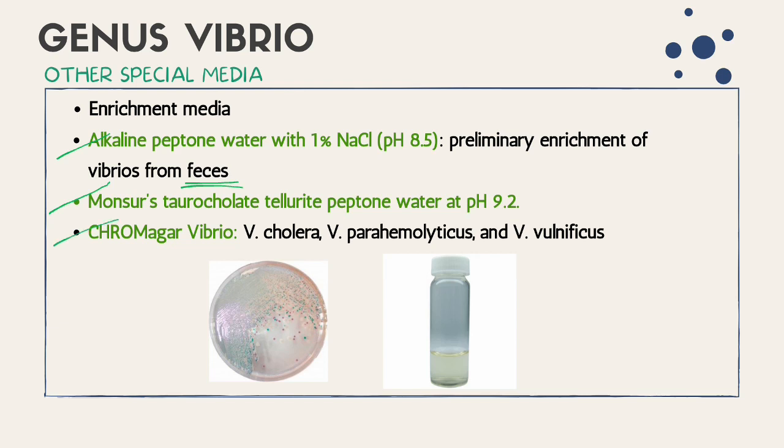Next, we have the chrome agar Vibrio. This is more of a selective one because it enhances the recovery of our Vibrio species, specifically Vibrio cholerae, Vibrio parahaemolyticus, and Vibrio vulnificus.